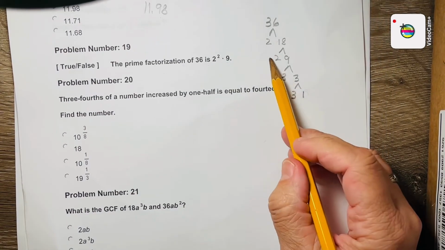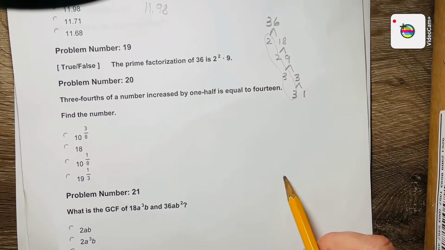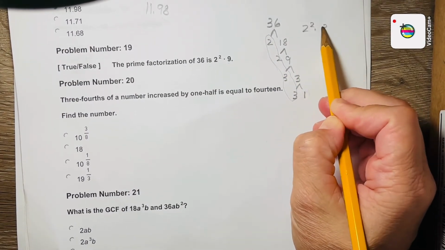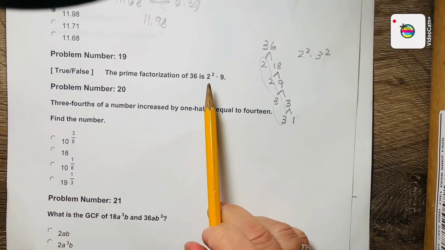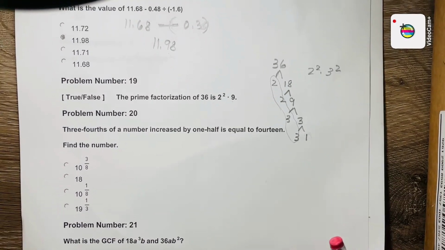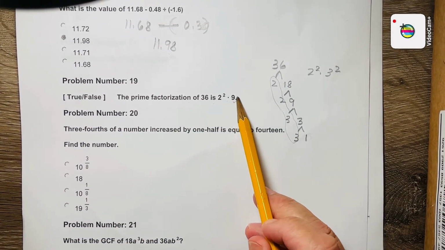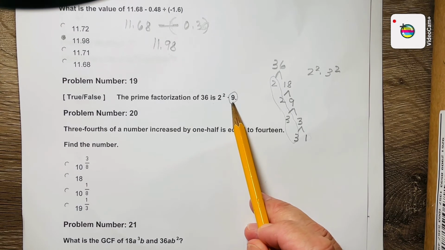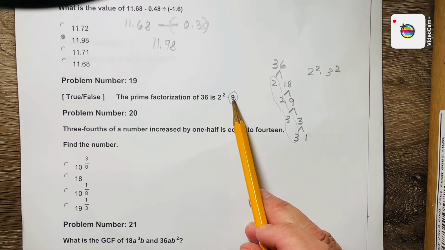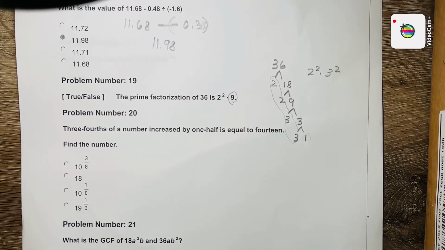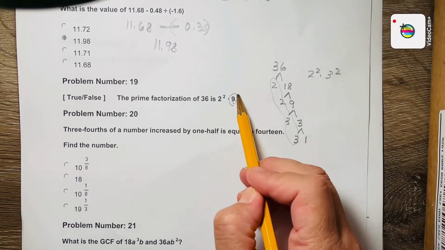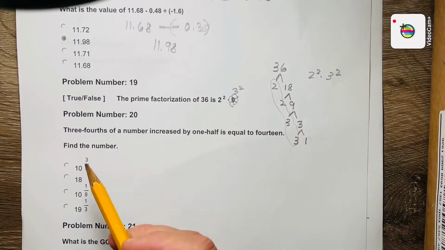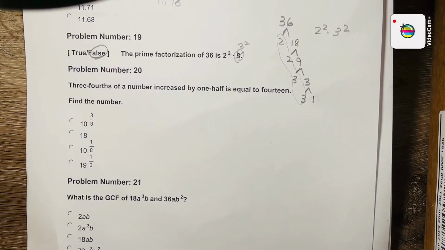All right, so here's all the prime numbers for 36. 2 factors of 2 and 2 factors of 3. So as you can see, this is wrong. I could have told you at the very beginning it's wrong, because 9 is not a prime. This is a composite number. So it wasn't going to work. But I wanted you to work out with a factor tree and find out for yourself what the answer was. So this should have said 3 squared, and then it could have been true, but it didn't. So it's false.